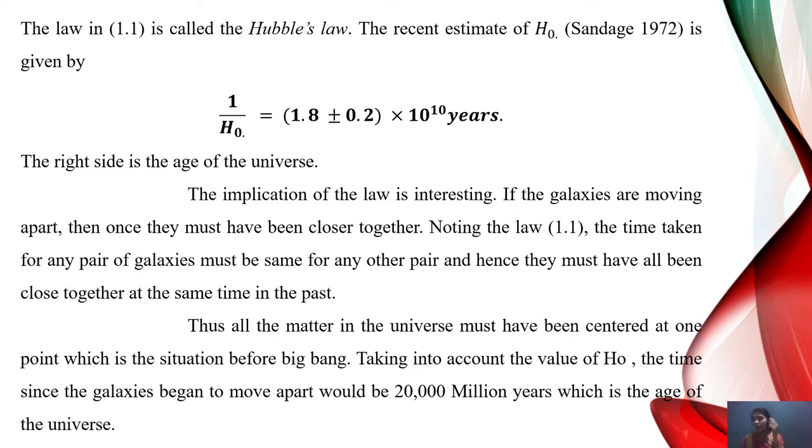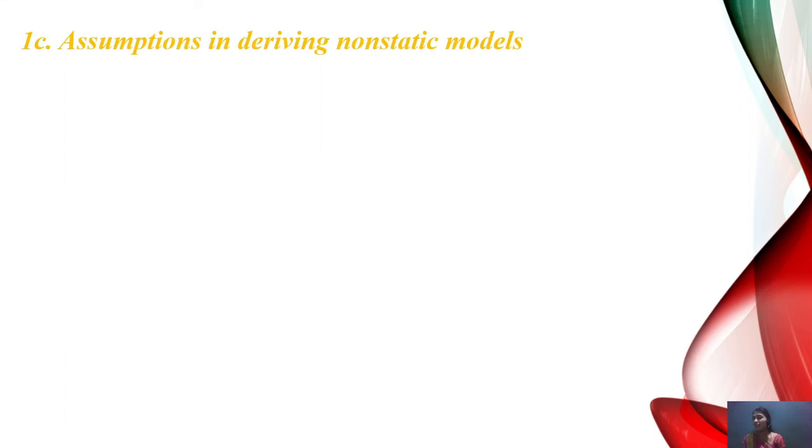The Hubble constant will be given by the equation, that is 10 to the power 10 years in this form, which is the 20,000 million year age. This all shows the Hubble constant. Next, the first point, the introduction part, that is the assumptions in deriving the non-static model.